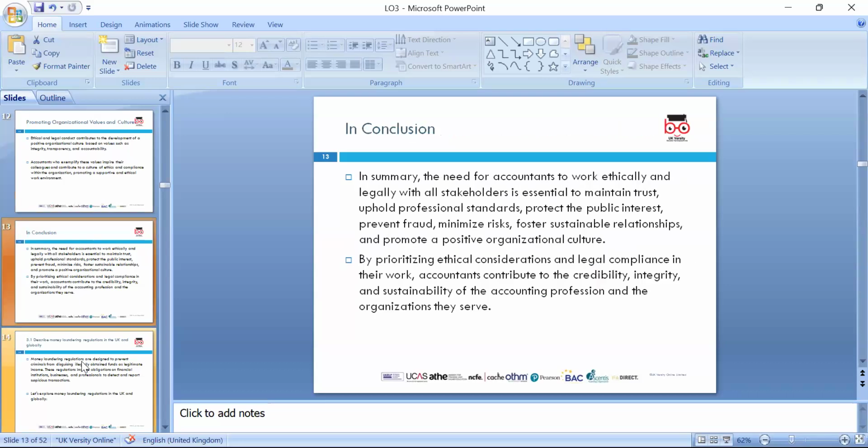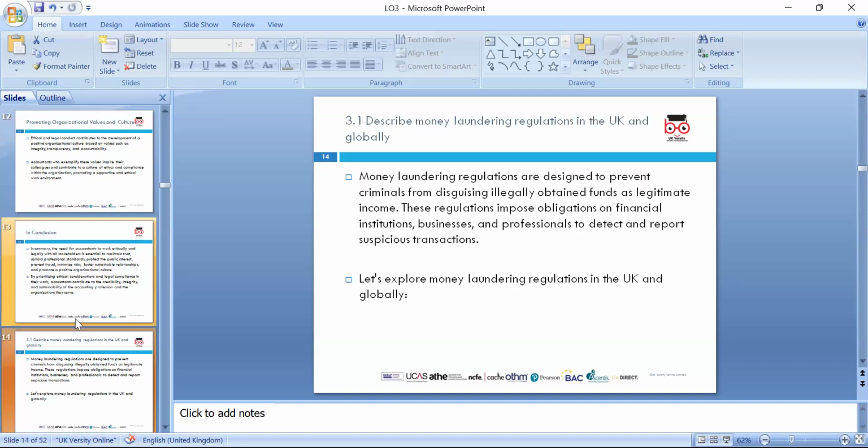So in conclusion, we can say that ethically and legally, we have to work in the best interest of the stakeholders. We have to be ethically correct, morally correct, and legally correct. That's really what we need to follow, and we can conclude that complying with this work contributes to credibility, integrity, and sustainability in the business and organization.